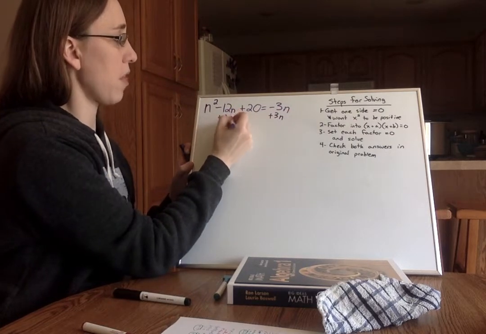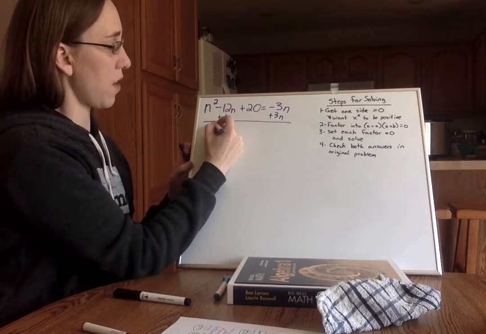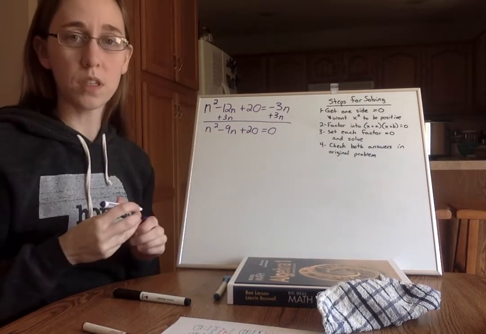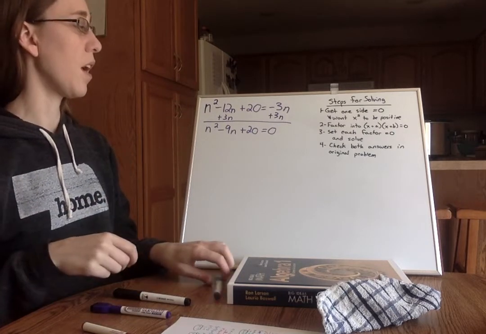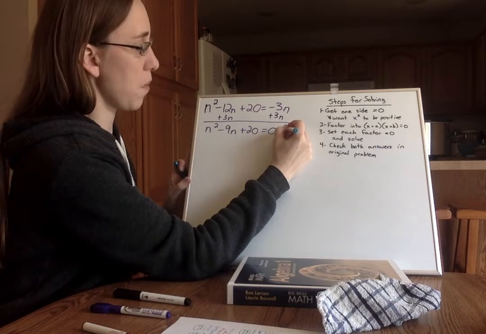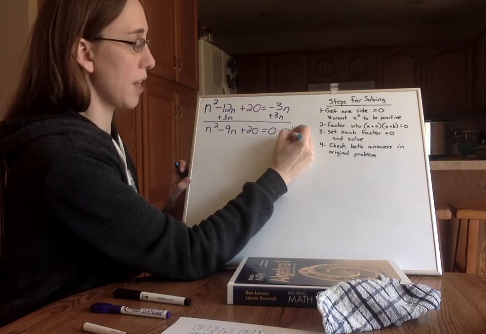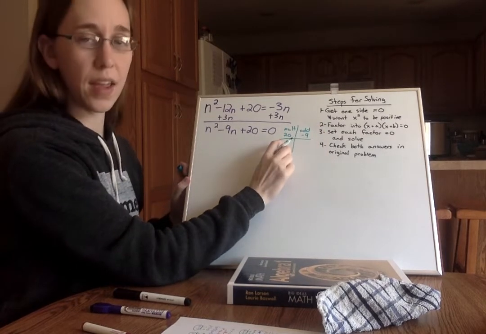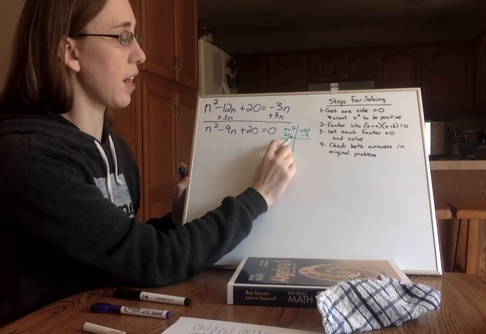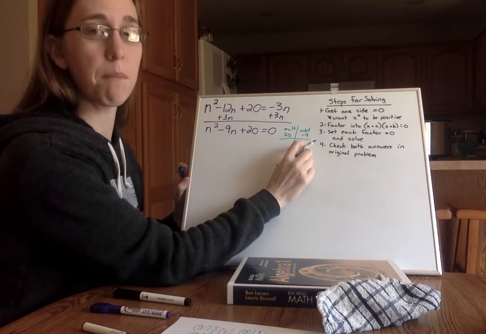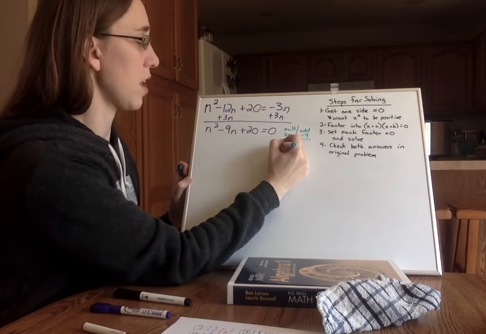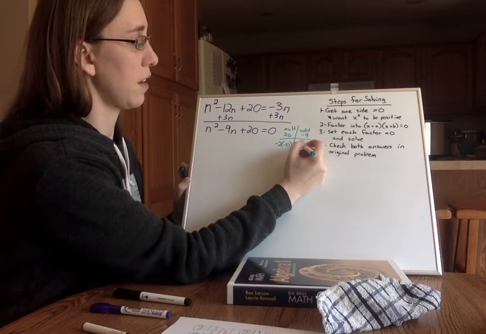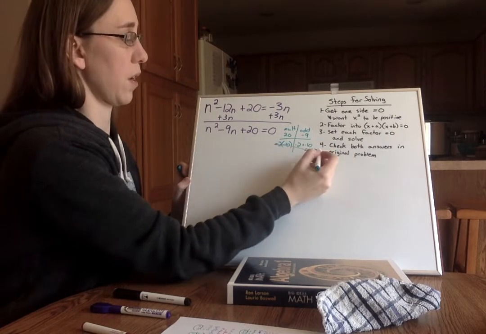I'll line it up under my other n term. So I have n squared minus 9n plus 20 equals 0. Step 1 is done. It's equal to 0. Okay, now we need that table. I need things that multiply to positive 20 that add to negative 9. Well, multiplying to a positive means they're either both positive or both negative. Since I need them to add to a negative, that tells me they both need to be negative. So I could do negative 2 and negative 10. If I add those, negative 2 plus negative 10, that's negative 12. That one's not going to work.